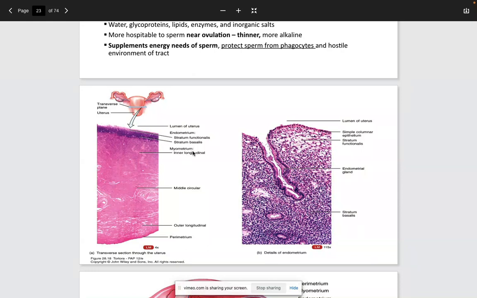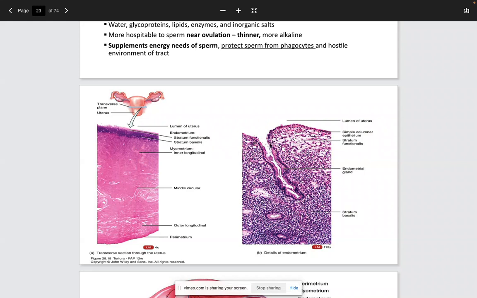Within the myometrium, you've got longitudinal smooth muscle. Then you've got middle circular muscle. Again, the myometrium is going to be the layer that's responsible for contraction in response to oxytocin. Then you have the perimetrium, which is the outer layer. So the perimetrium, then you've got the myometrium in here, and then you've got the endometrium, which is the inner layer. The endometrium is going to be the layer that actually sloughs off.